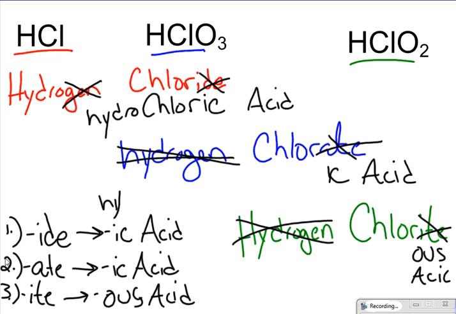Nope, I think my computer just exploded. Try that again. There you go. So this becomes hydro-ic acid, ate becomes ic acid, and ite becomes ous acid. And now you know how to name acids.